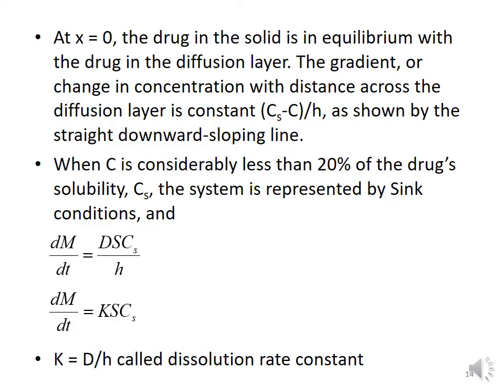As we mentioned, when the concentration in the aqueous medium is less than 20% of the drug solubility Cs, the system is represented by sink condition. If we consider C to be almost zero, then it can be deleted from the equation. Therefore, dm/dt will be equal to the diffusion coefficient, cross-sectional area, and solubility divided by the thickness of the aqueous diffusion layer. Sometimes we write the K as a constant, which is the dissolution rate constant, and it equals the diffusion coefficient divided by the thickness of the aqueous diffusion layer.